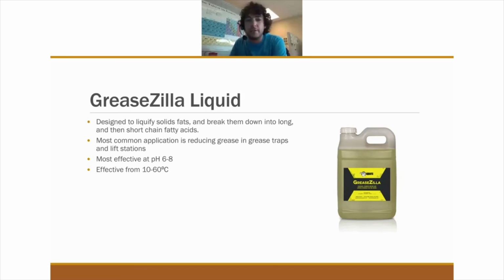It's generally effective in pH 6 to 8, but you have a little bit of a broader range there with Greasezilla than you'd see with something like Quickzyme L, which is more ideal for lift stations. It tends to function pretty well outside of that pH range, at least for 1 or 2 pH values. So this product tends to be more effective in warmer temperatures as well. That tends to be a trend with enzyme products.